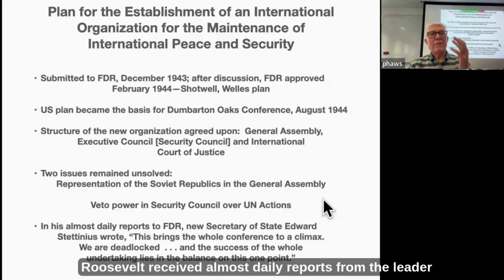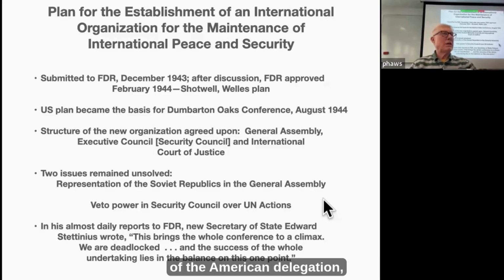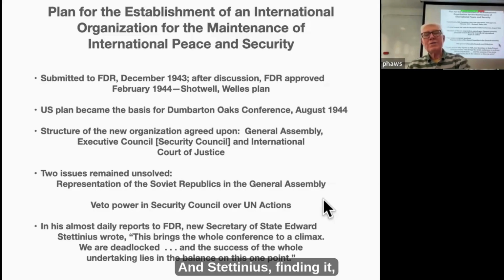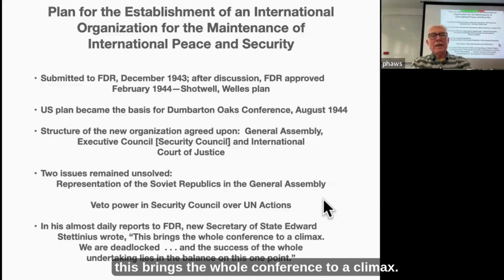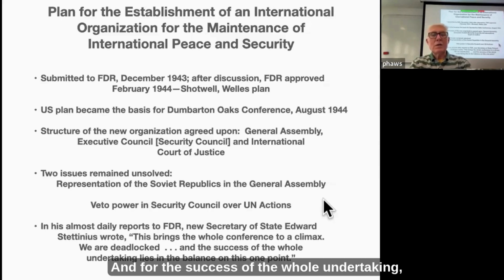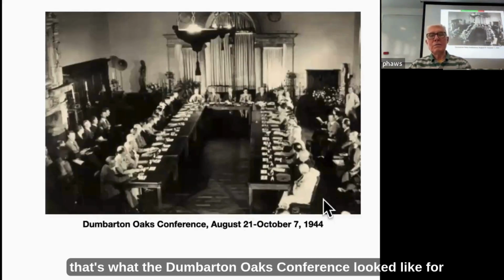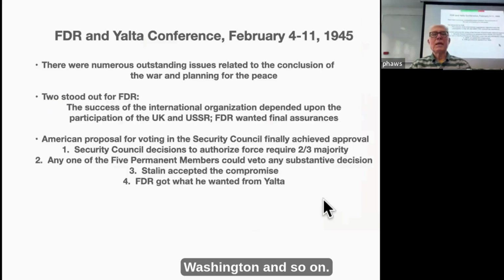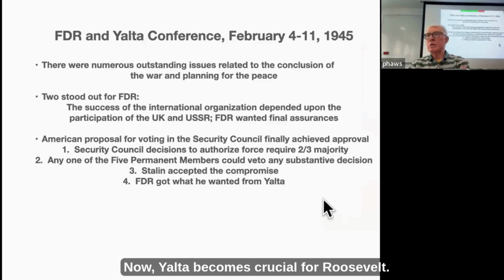And Roosevelt received almost daily reports from the leader of the American delegation, the new Secretary of State, Edward Stettinius. And Stettinius finally threw up his hands and said they had everything resolved except these two issues. And he wrote in his journal after that, "This brings the whole conference to a climax. We are deadlocked. And for the success of the whole undertaking lies in the balance on this one point." And so it could all have come apart here. And that's what the Dumbarton Oaks Conference looked like for almost 2 months in the heat of Washington and so on.